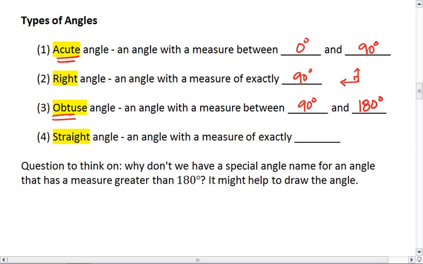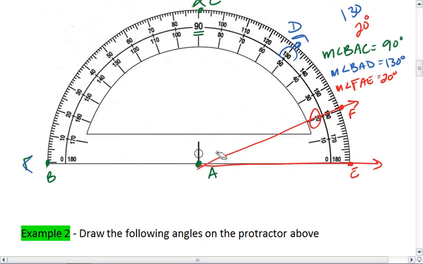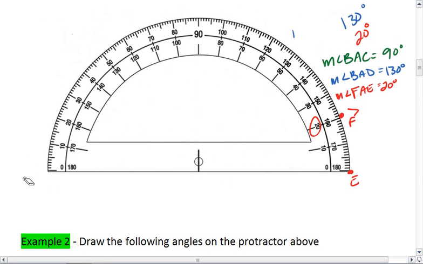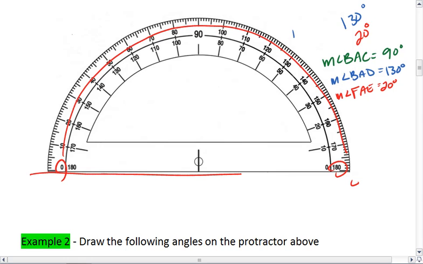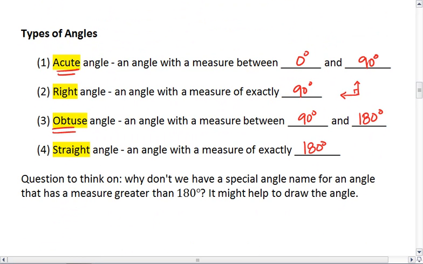And then lastly you have a straight angle, which is an angle with a measure of exactly 180 degrees. Because when we have an angle with 180 degrees, what we notice is if we start at 0 and we go and go and go and go until we hit 180, that creates a straight line. And that's why this is called a straight angle. These are the 4 special types of angles we'll have.